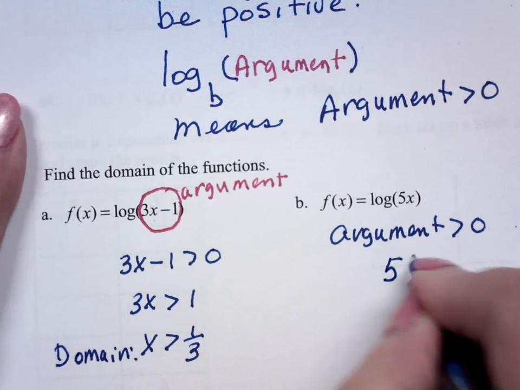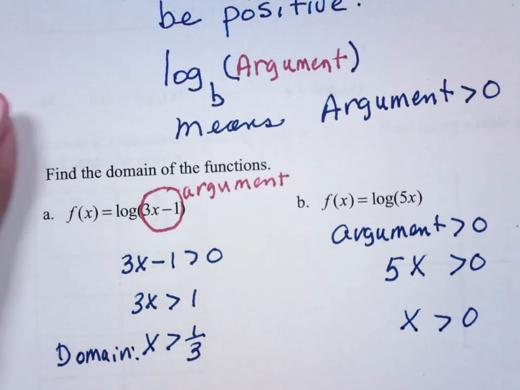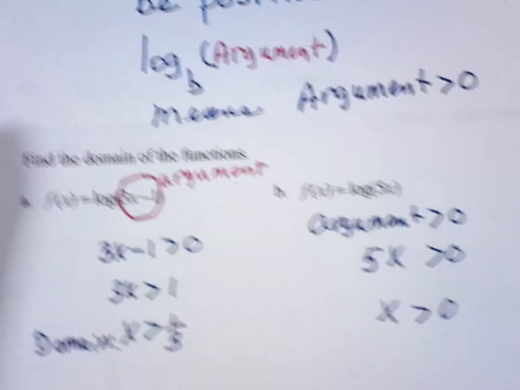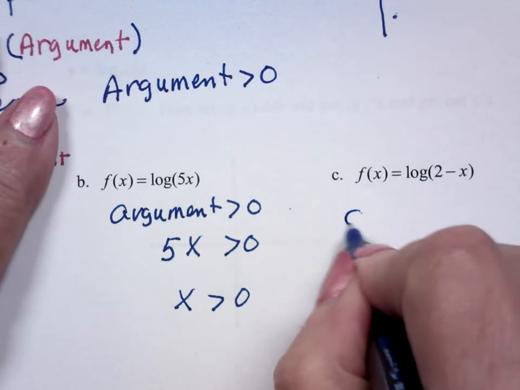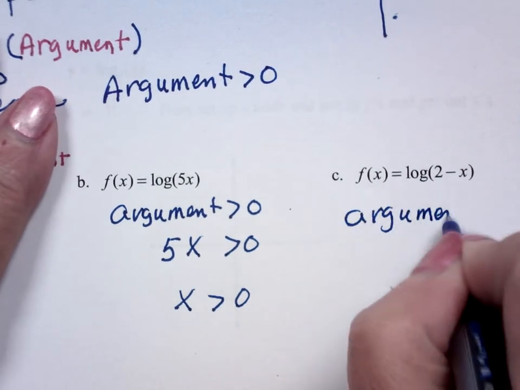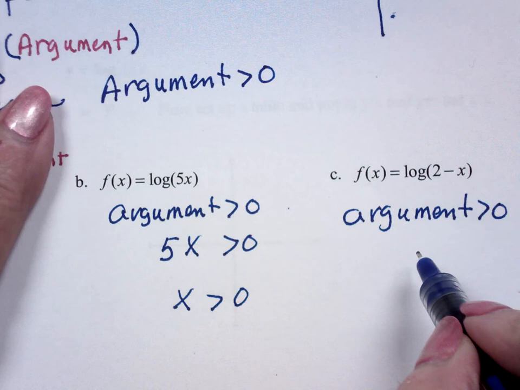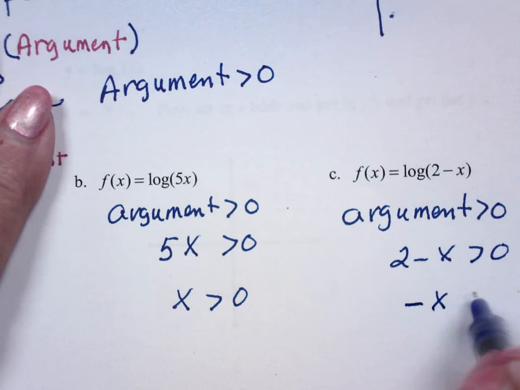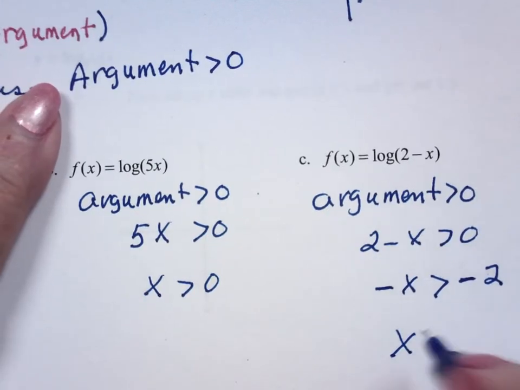So what I'm taking the logarithm of, which is 5x, must be positive, or x must be positive. In fact, the 5 is there, but it makes no difference. Again, what I'm taking the log of must be positive. What's the argument in this case? 2 minus x. 2 minus x must be positive. Minus x must be greater than minus 2, or x is what? Less than 2.